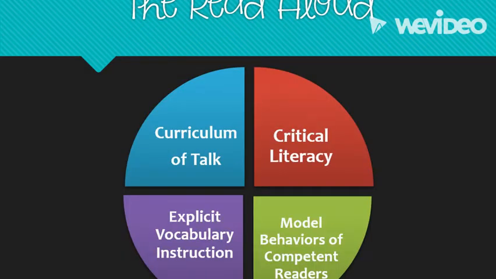So let's dive right in. Our first component that we're looking at today is the read aloud. The read aloud consists of four aspects: curriculum of talk, critical literacy skills, teaching explicit vocabulary instruction, and lastly, and the most important, as the teacher, you are modeling behaviors of competent readers.